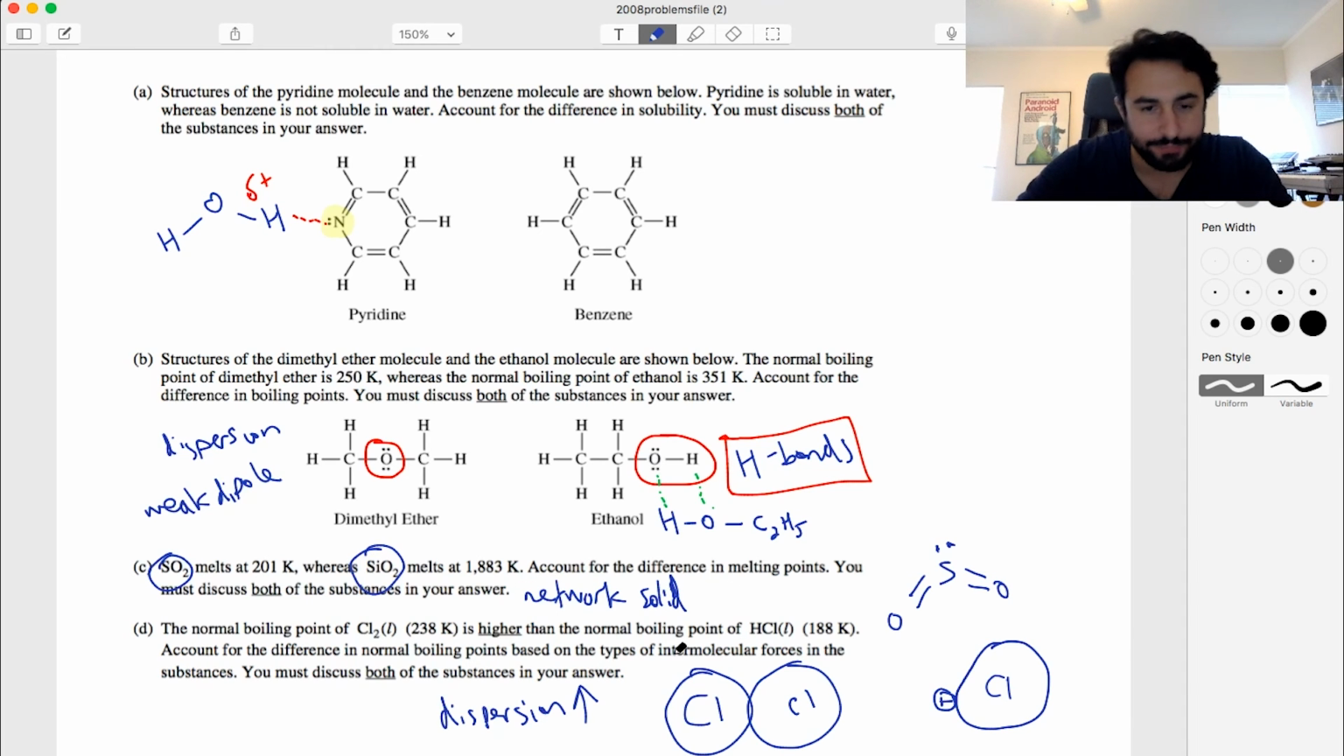Here, it's not that huge of a difference. I mean, it's a good chunk, but despite the fact that HCl can do dipole-dipole interactions, Cl2 is so much larger, because that chlorine atom is so much larger than a hydrogen atom, that the dispersion interactions end up being so much more significant. That is what brings the boiling point up for Cl2.